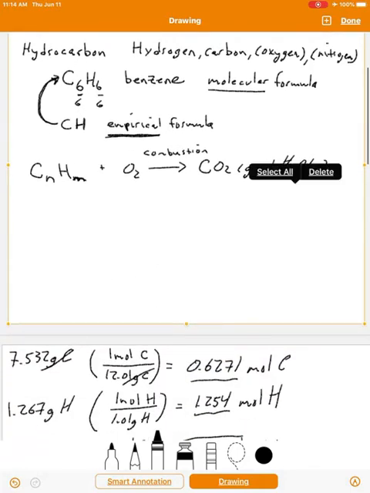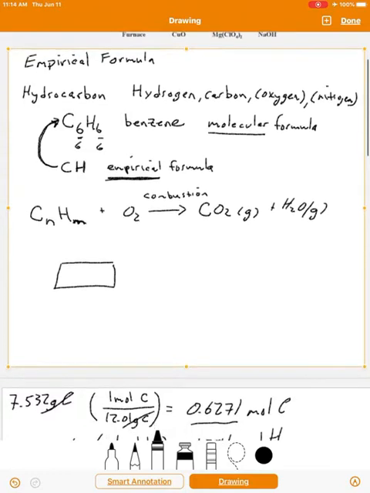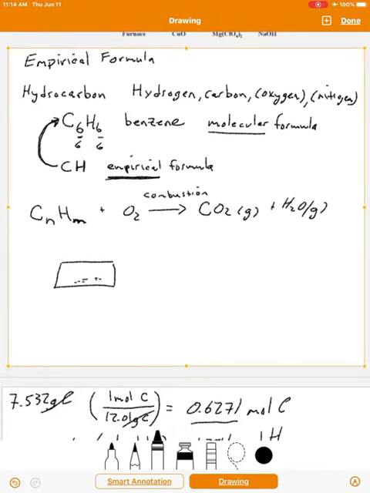Okay, so here's the idea essentially. You have this trap which might just have magnesium perchlorate. So this is the water trap.